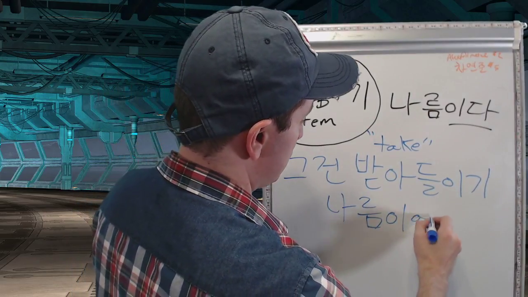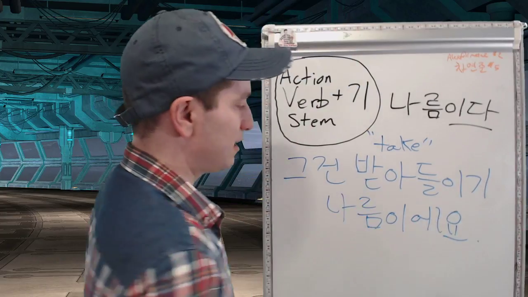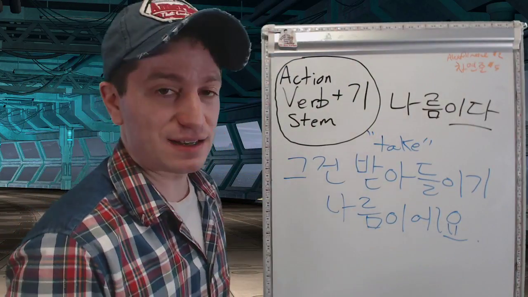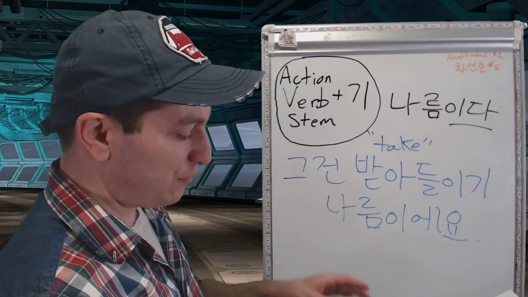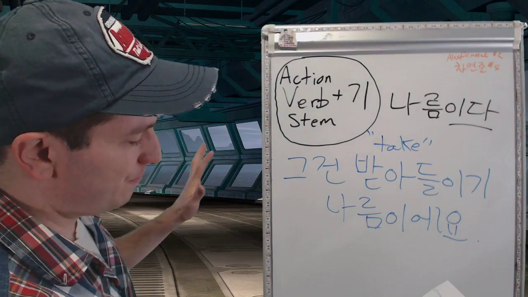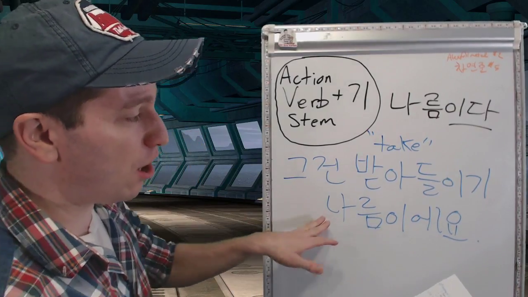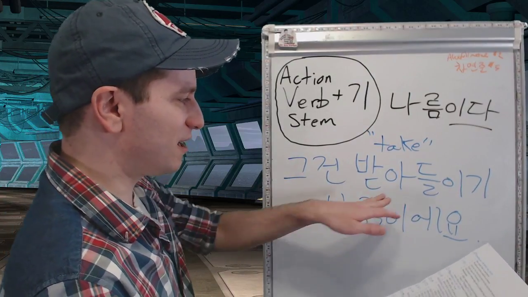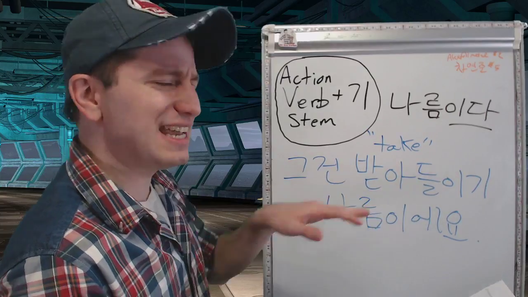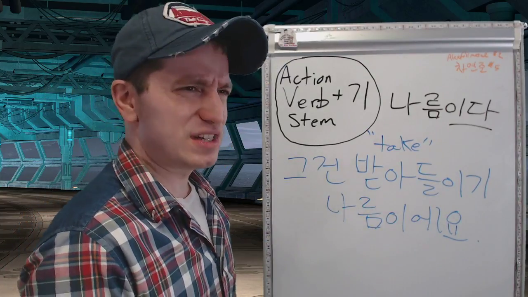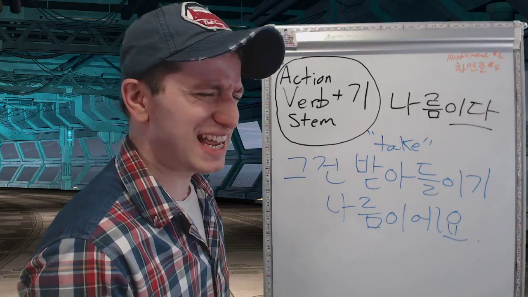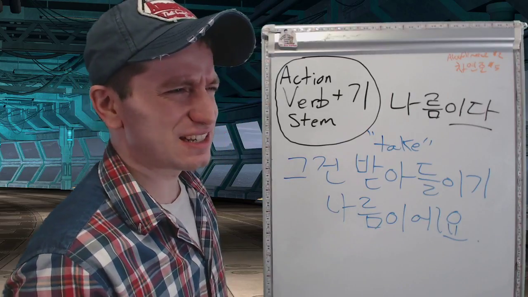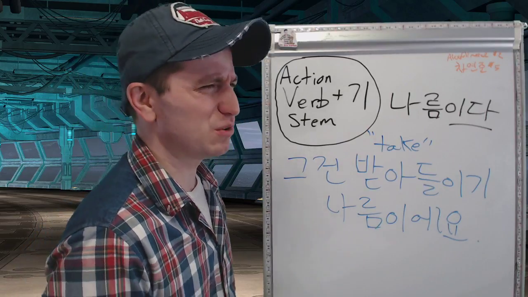나름이에요. So here we have a natural sounding sentence. 그건 받아들이기 나름이에요. Literally, if you look at this sentence, it seems to mean it depends on. So it all depends on. So that thing, it all depends on someone taking it. Depends on someone taking it. Someone taking what? Someone receiving, someone accepting what?